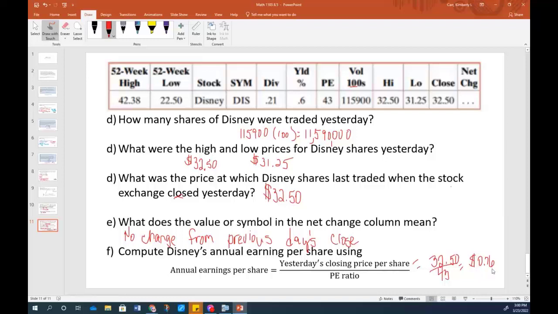The annual earnings per share, and you can see that's labeled here, the annual earnings per share of this Disney stock was 76 cents. The ratio, the PE ratio, the 43, means that yesterday's closing price, $32.50, is 43 times greater than your earnings per share. So that's an example all the way worked out of how to do that.